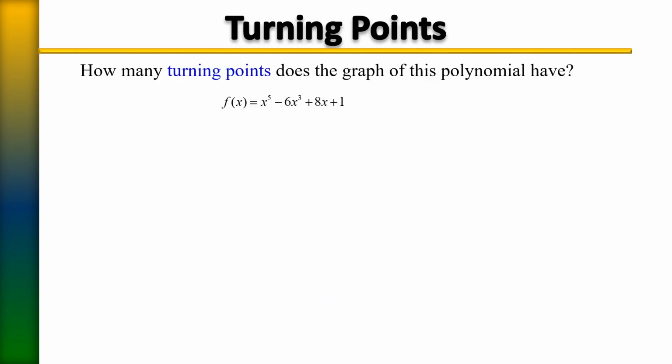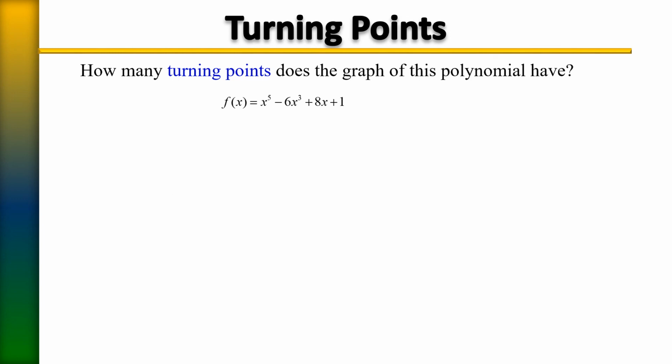In this example, we're asked how many turning points the graph of this polynomial has. Now, we are not given the graph, we're just given the algebraic polynomial function, so we have to look at all the terms to determine what the highest degree is. Notice the first term has a degree of 5, the second term has a degree of 3, the third term has a degree of 1, and the last term does not have a degree because there's no variable there. So out of all those degrees, the highest degree is a degree of 5.